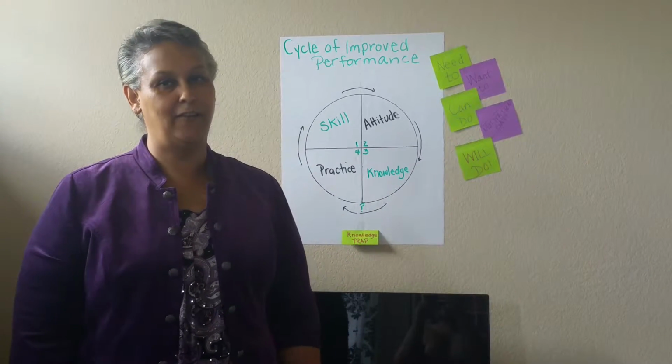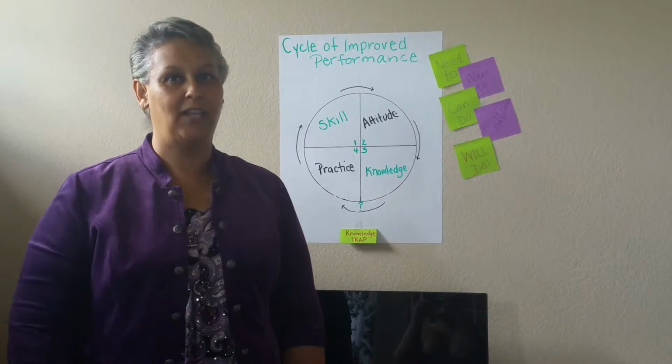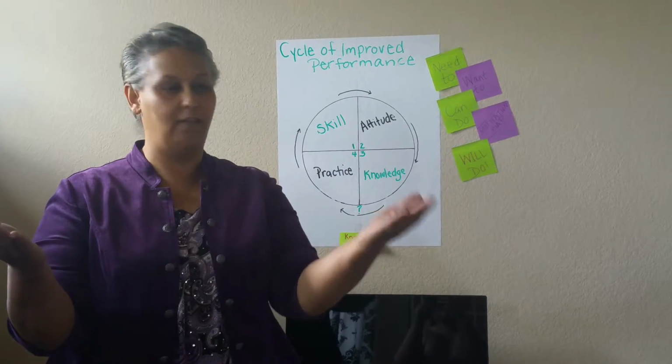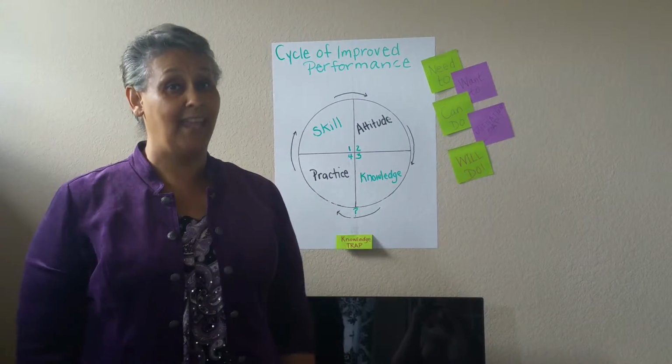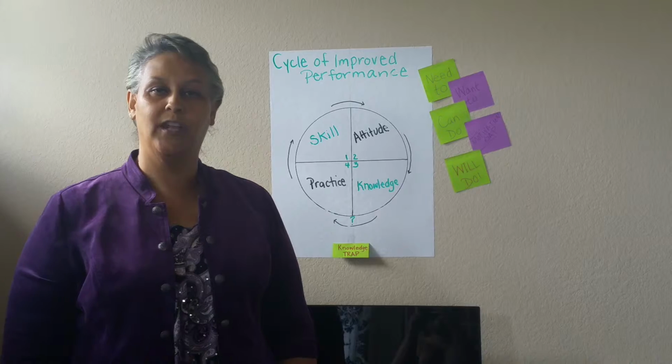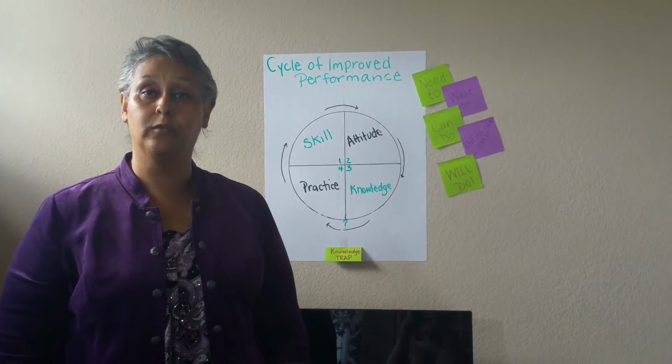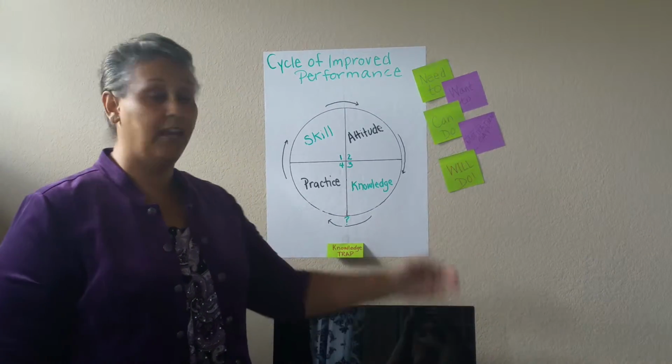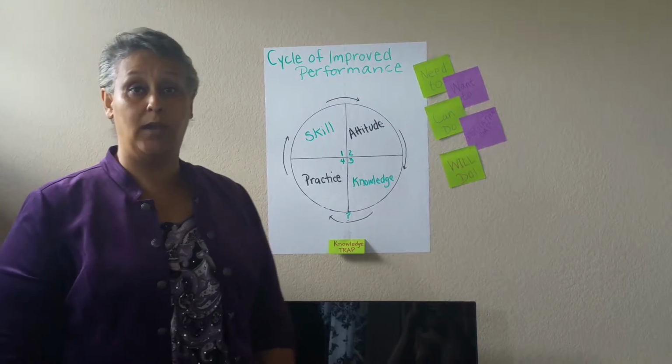Wow, we've just defined our vision. The question now is, how do we take that vision and turn that vision into a reality? The answer is simple. Dale Carnegie created what's called the cycle of improved performance. As we can see here, it is made up of 4 quadrants.